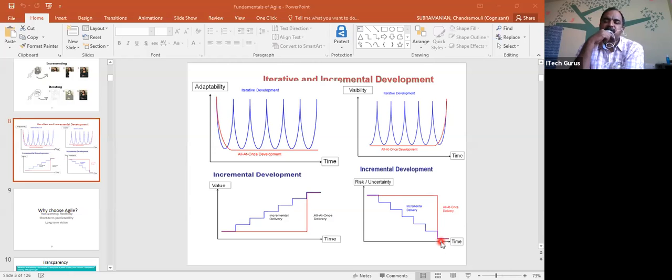Okay. Any other guess? Never fail is the philosophy of traditional project. What is the philosophy of agile project? Come on, guys. Surya, Suresh, guess, guess, guess. You need to participate. Any guess? Surya?